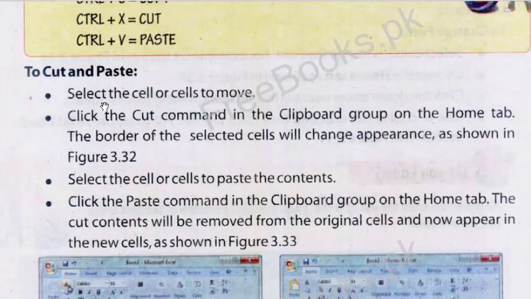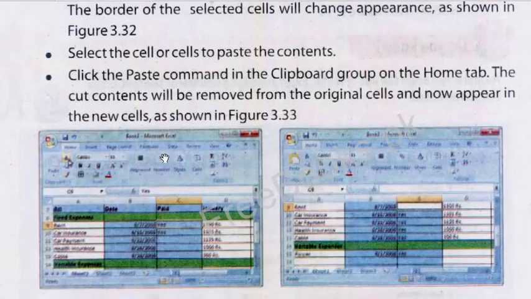To cut and paste, select the cell or cells to move. Click the cut command in the clipboard group on the home tab. The border of the selected cells will change appearance as shown in figure 3.32. Select the cell or cells to paste the content. Click the paste command in the clipboard group on the home tab. The cut content will be removed from the original cells and now appear in the new cells as shown in figure 3.33.